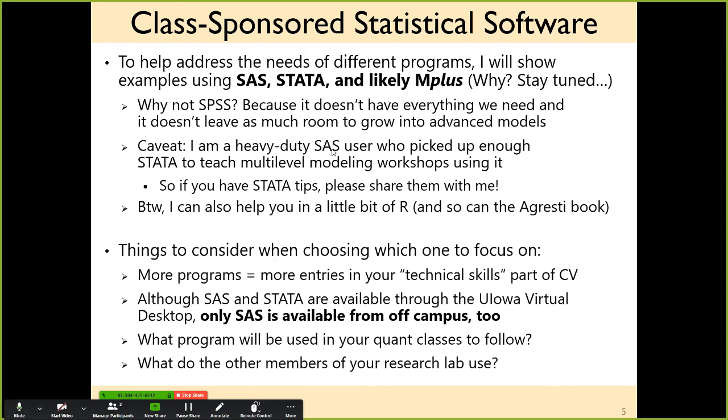In terms of focusing on programs, they're a means to an end. That being said, any program that you become proficient with is another line on your CV. If you don't already have one, you should have a technical skills section that lists programming languages you know, like if you know how to write C++ code, or if you know how to build web pages with HTML, if you know any foreign languages, and if you know any stats programs.